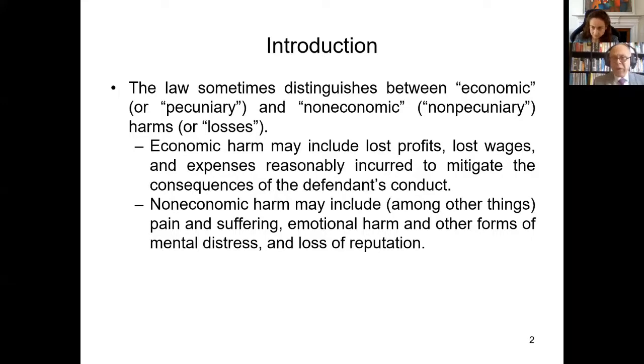So again, no hard and fast distinction between these two things. Different people might include different things within one category or the other, but one sort of rough and ready distinction is that the types of harms that we are likely to classify as economic harms tend to be more susceptible to quantification, measurement, than non-economic harms.